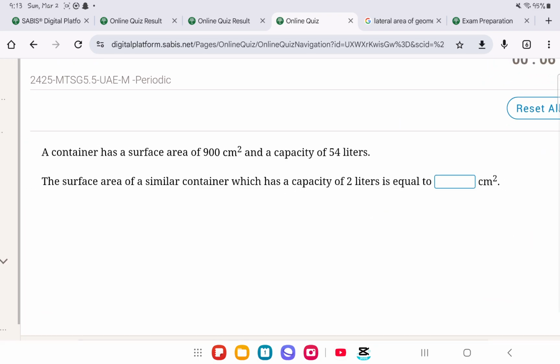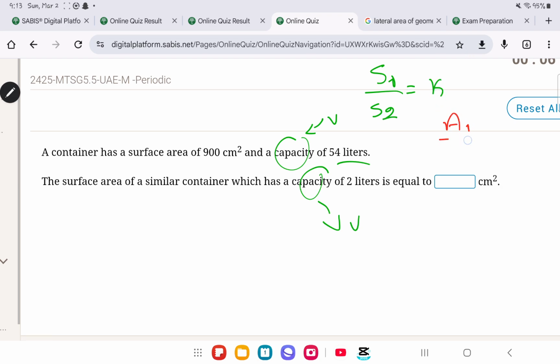Here, this is also a nice question. A container has a surface area of 900 centimeters squared and a capacity, meaning volume, of 54 liters. The surface area of a similar container which has a capacity or volume of 2 liters is equal to, very simply, as we said before, side 1 over side 2 equals k, constant. Area 1 over area 2 equals k squared. And then volume 1 over volume 2 equals k cubed.